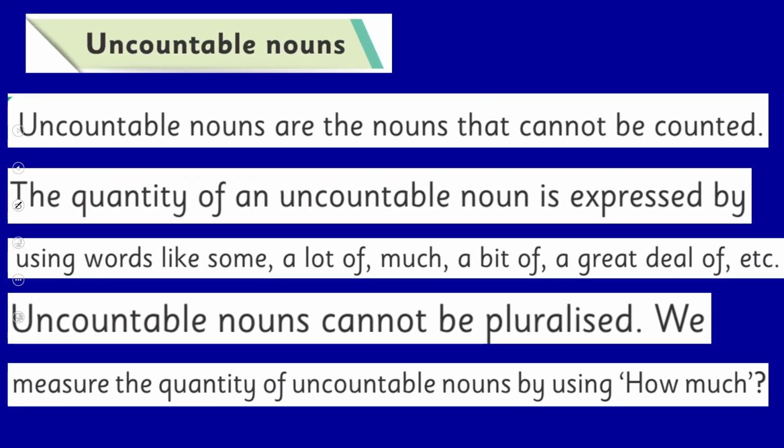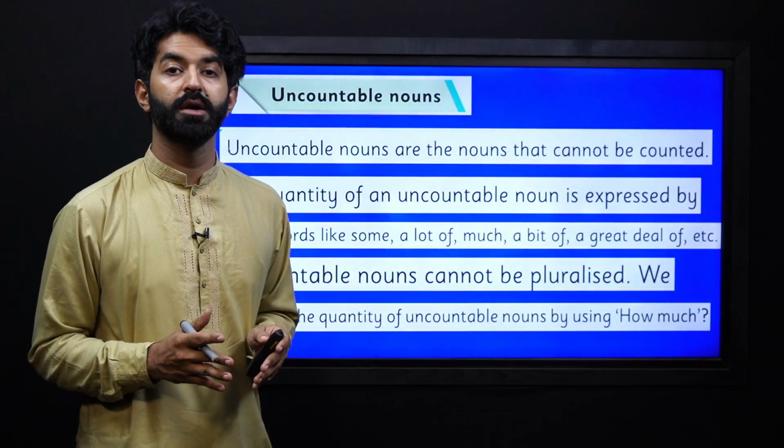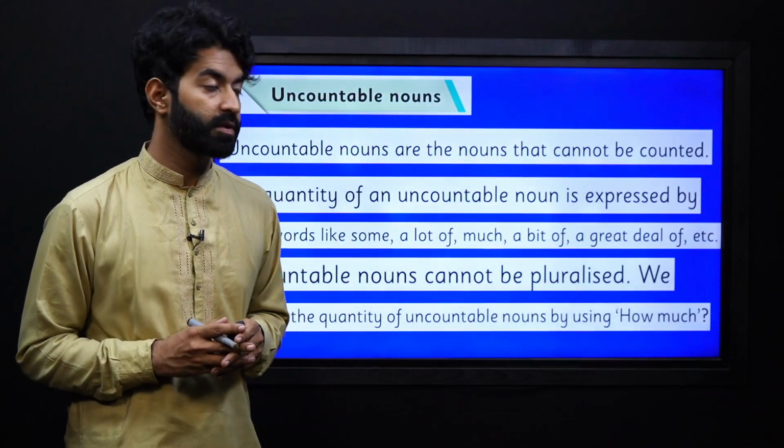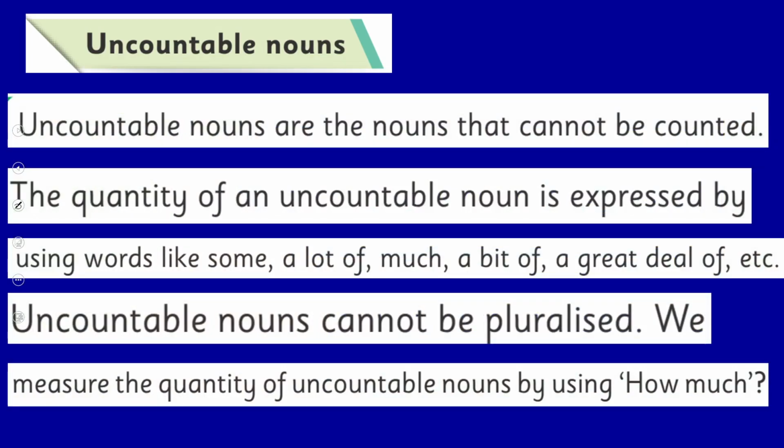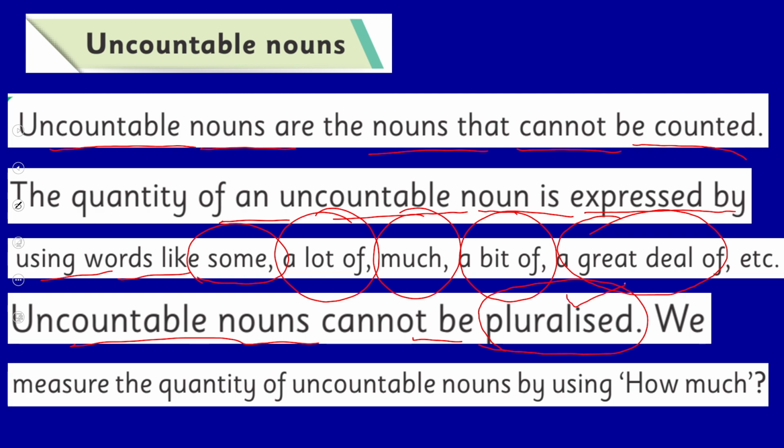Let's see on the opposite, we have a term called uncountable nouns. We cannot count them. For example, let's first read the definition. Uncountable nouns are the nouns that cannot be counted. The quantity of an uncountable noun is expressed by using words like some, a lot of, much, a bit of, a great deal of, etc. Uncountable nouns cannot be pluralized. Keep this in mind.